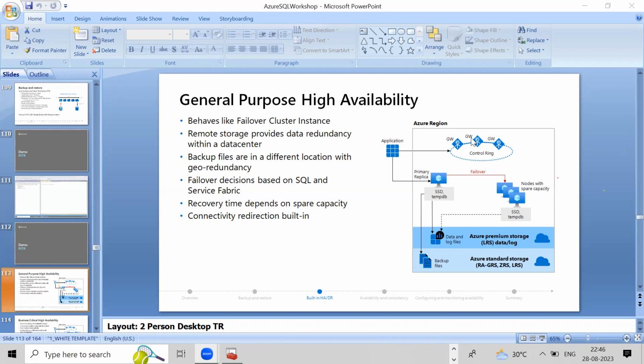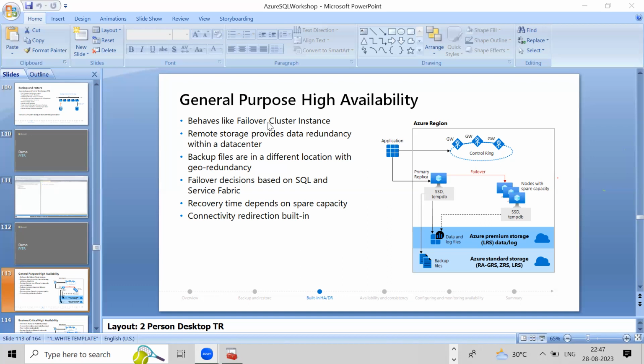This is the one being exposed to the outside world. When I say ping, when I say NSLOOKUP, these are the IPs that come up for us. It's not the MI IP. These are the gateway IPs that come back. If you see this architecture, it is very similar to failover clusters, failover cluster instance. That is the first line that you can read very clearly: behaves like failover cluster instance.